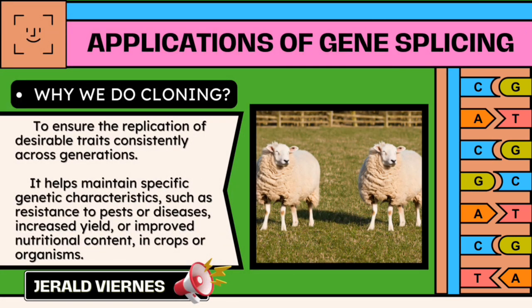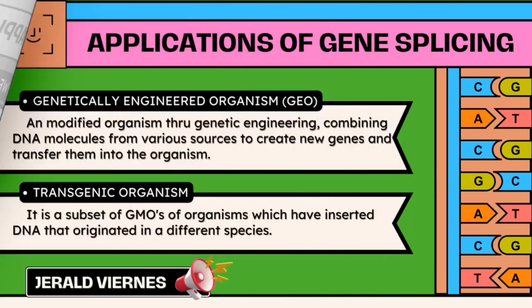Applications of gene splicing. Why do we do cloning? To ensure the replication of desirable traits consistently across generations. It helps maintain specific genetic characteristics such as resistance to pests or disease, increased yield, or improved nutrition content in crops or organisms.